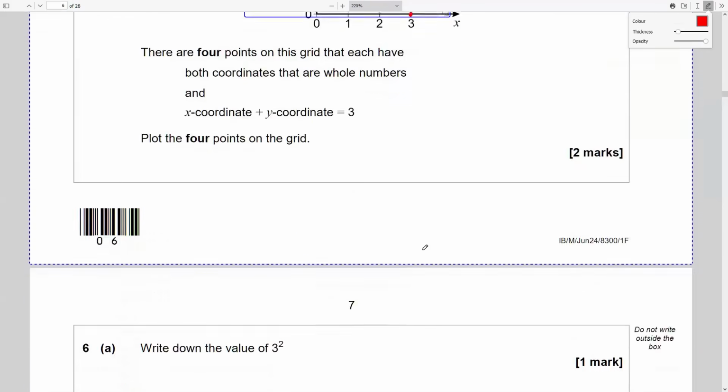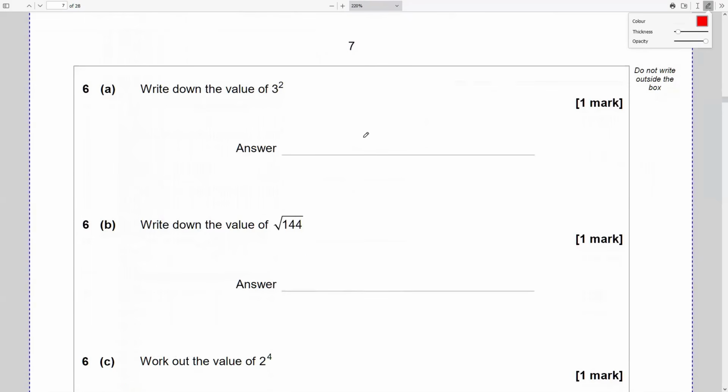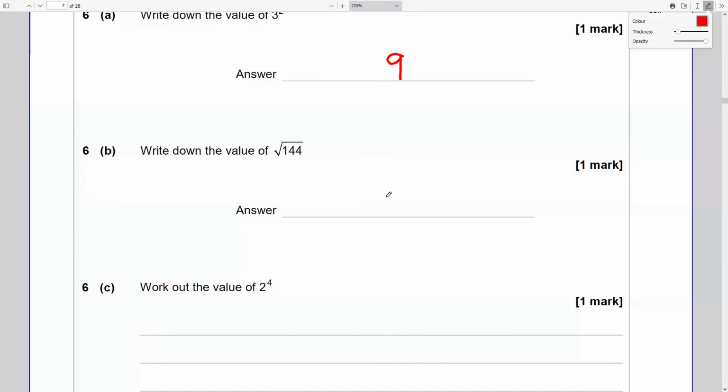That's it. Write down the value of 3 squared. Well, that's 3 times 3, which is 9. Write down the value of the square root of 144. Well, this is now in our tables. Our answer is 12.